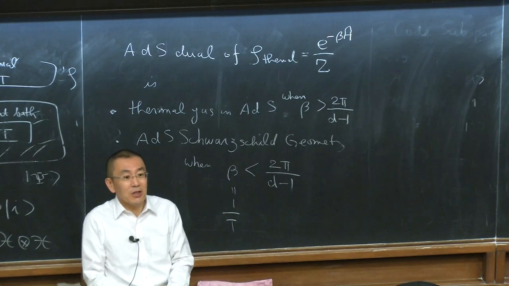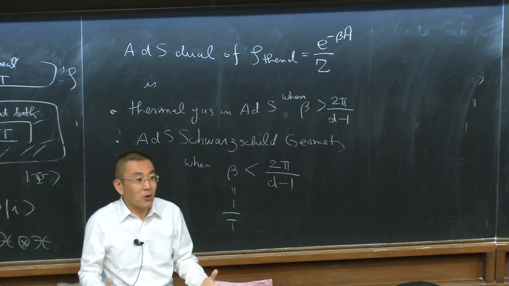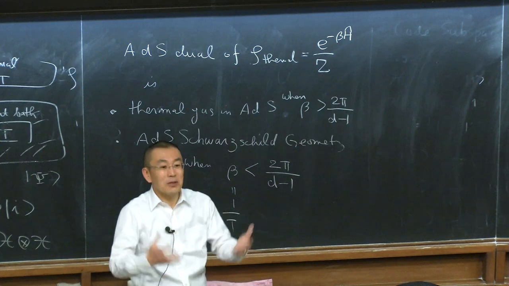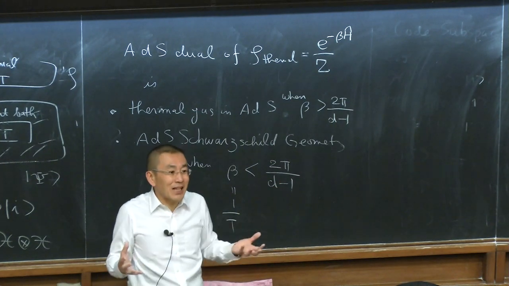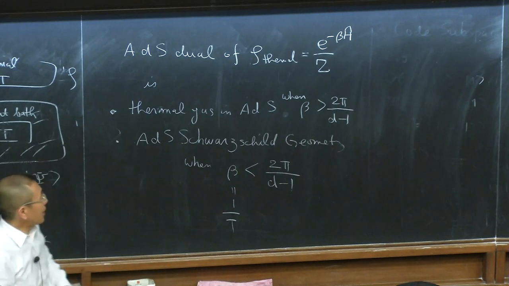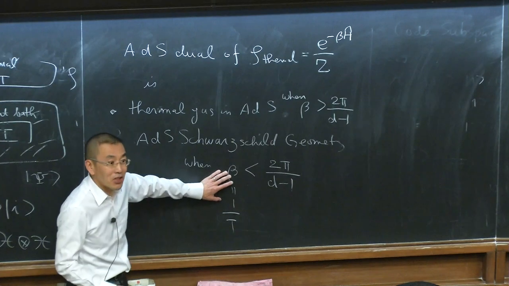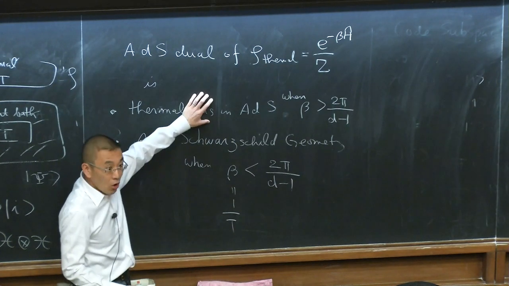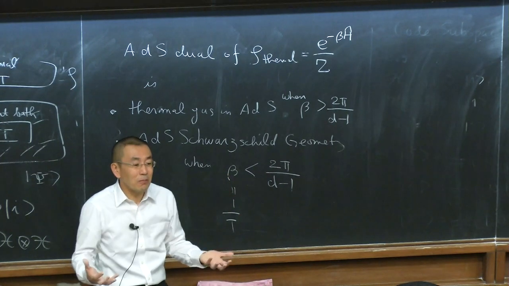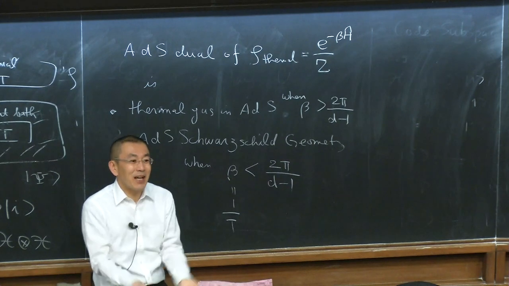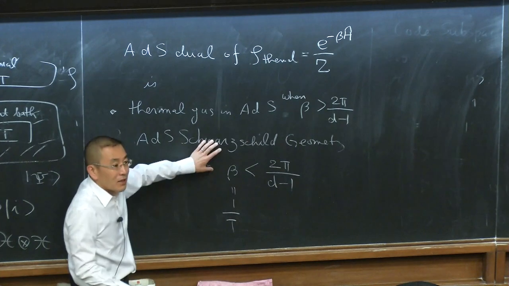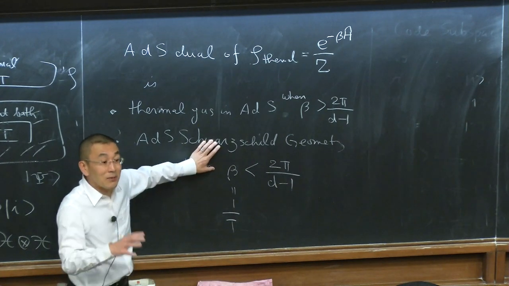And then you have to choose the one for which the action is smaller, because you have two possible quantum states, and which one dominates depends on which action is smaller. This was studied by Hawking and Page, and they pointed out that depending on the temperature, when the temperature is low, it's more advantageous not to make a black hole, but just have some thermal state. But then as you raise the temperature, the action for the black hole becomes smaller.